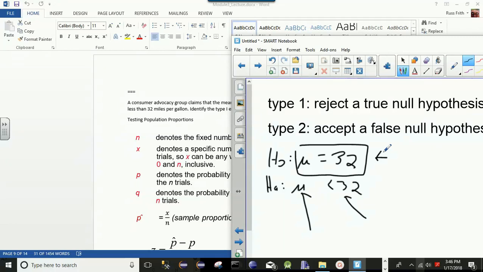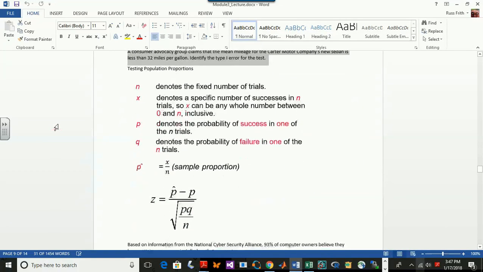Okay, so let's see here. Yeah, so you accept the consumer advocacy's claim as true. So you accept that as true when you should not. Okay, so let's move on to the next set of problems.